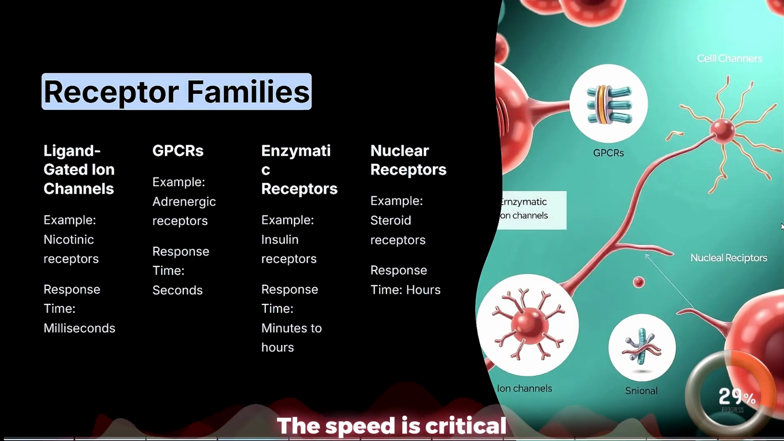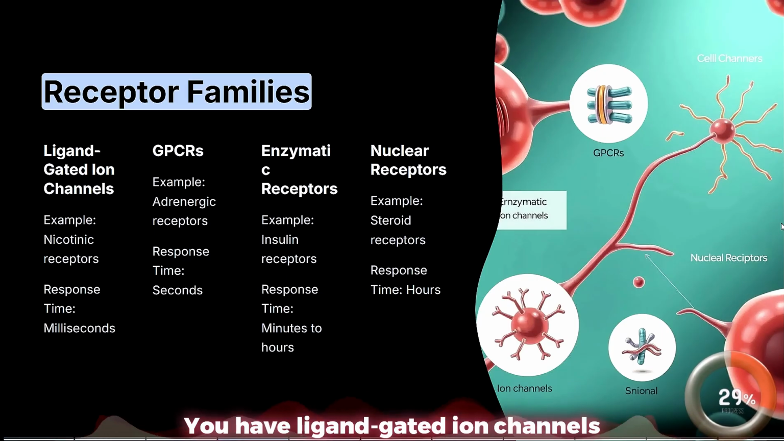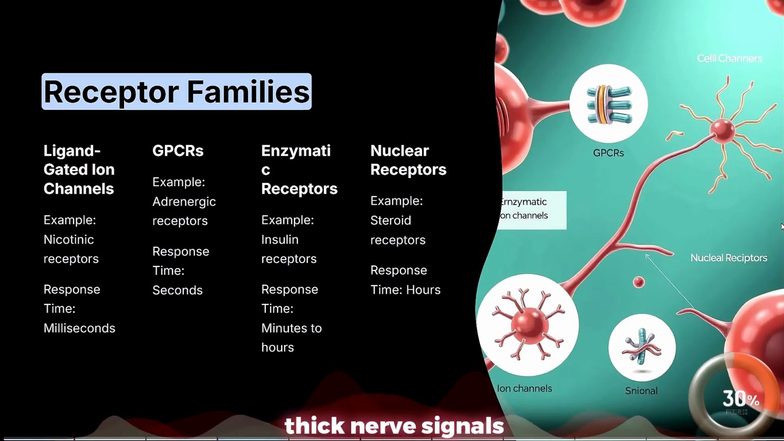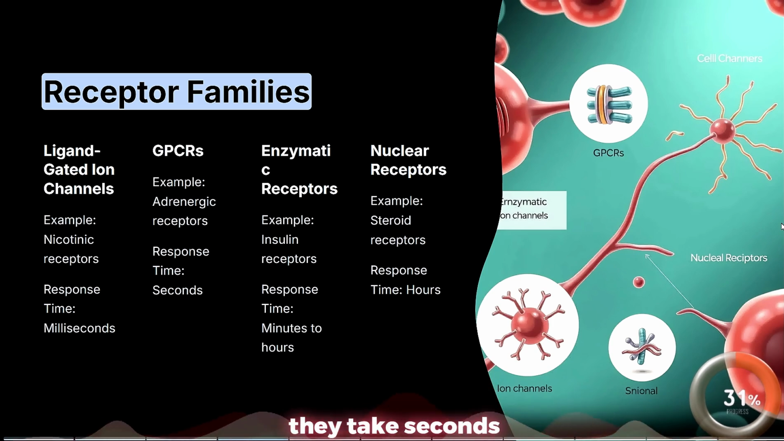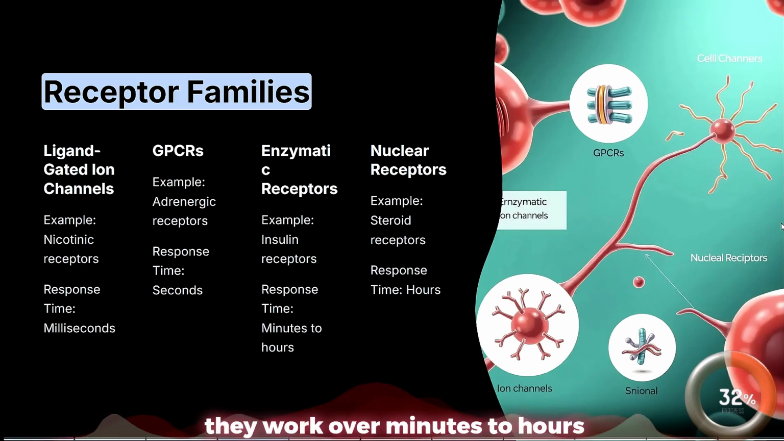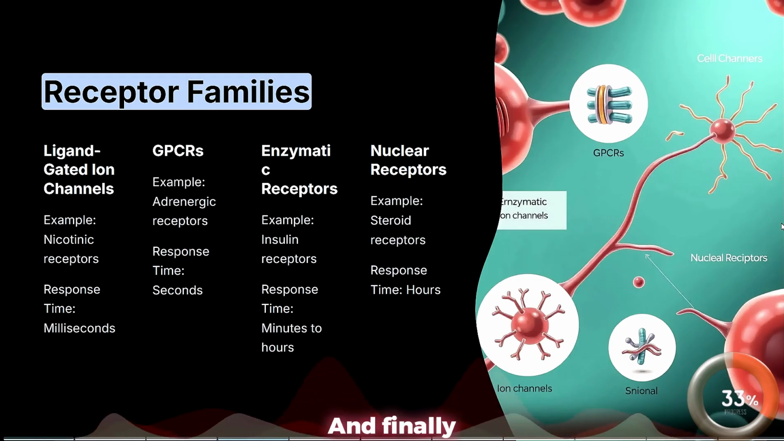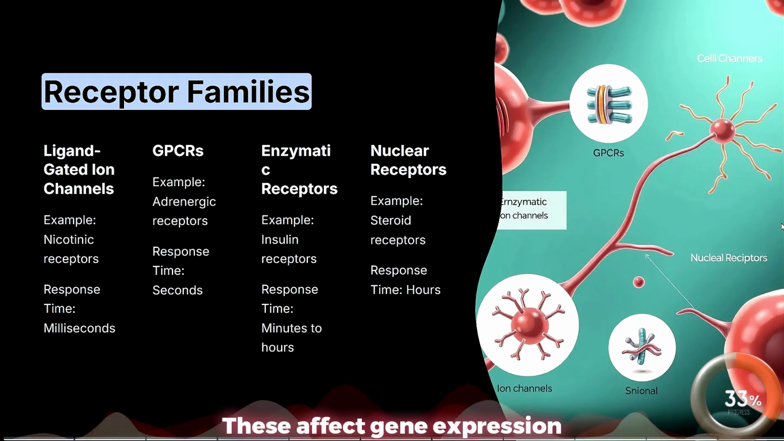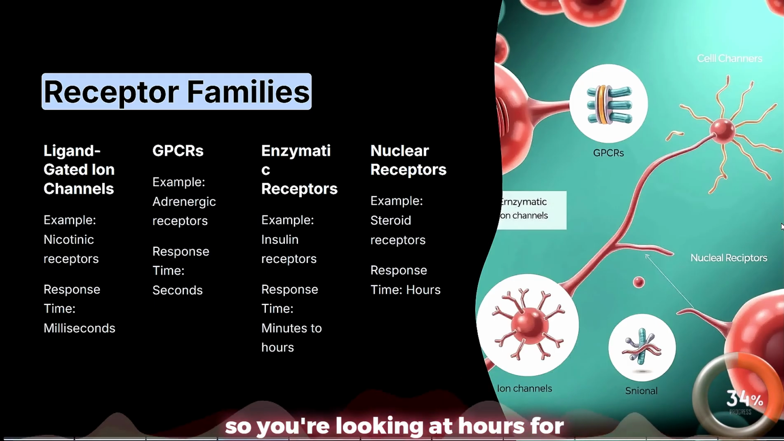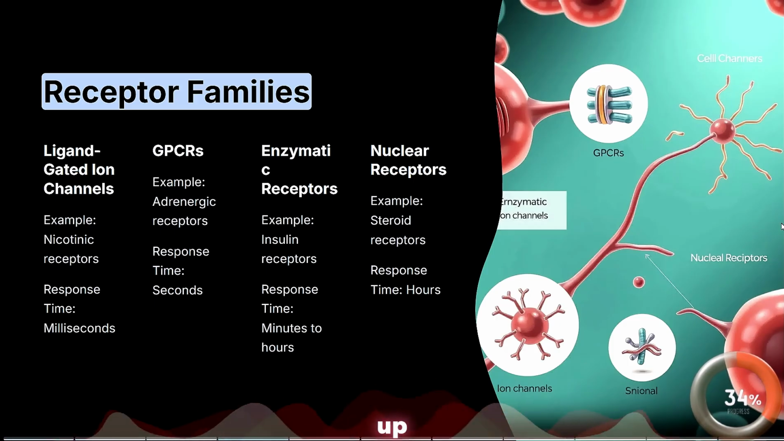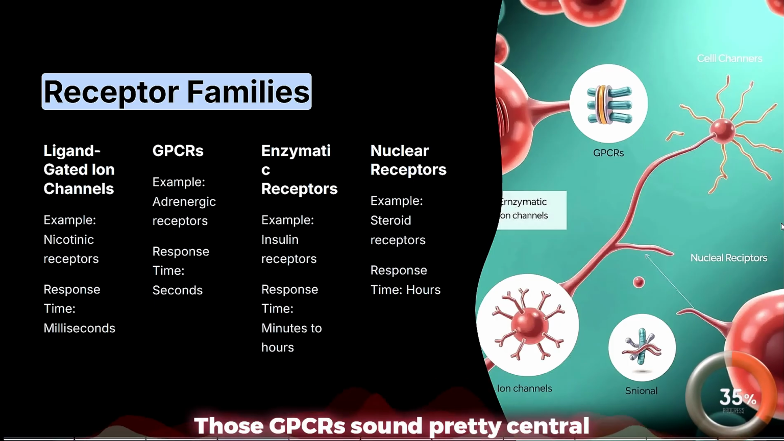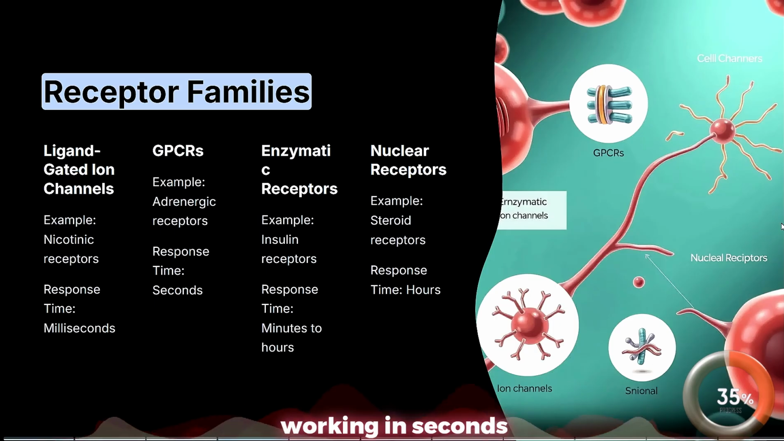The speed is critical. You have ligand-gated ion channels, super fast, milliseconds, think nerve signals. Then GPCRs, G-protein coupled receptors, they take seconds. Very common type. Then enzymatic receptors, like for insulin, they work over minutes to hours. Much slower, more sustained changes. And finally, nuclear receptors. These affect gene expression, so you're looking at hours for their effects to really show up. Wow, quite a range.